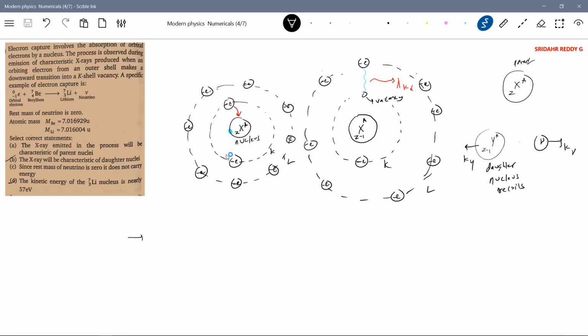So first we'll do this: Q is equal to (mass of beryllium minus mass of lithium) times c squared. The masses are 7.016929 minus 7.016004, times 1 amu.